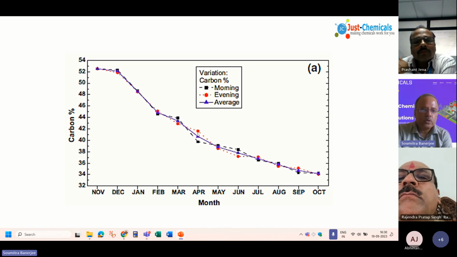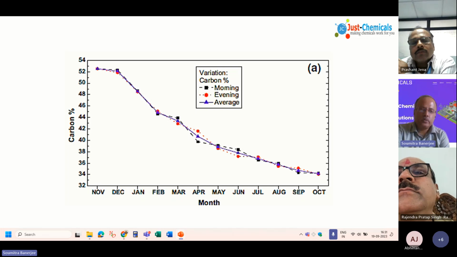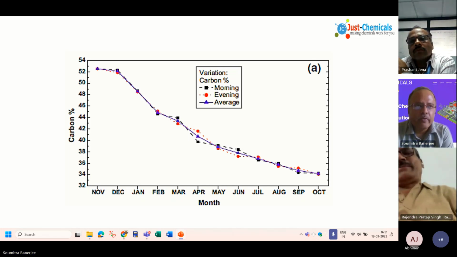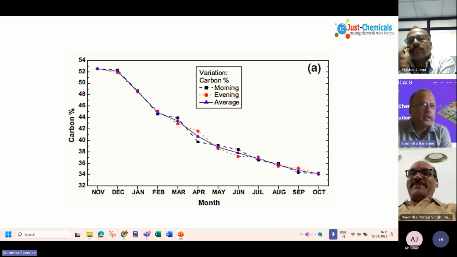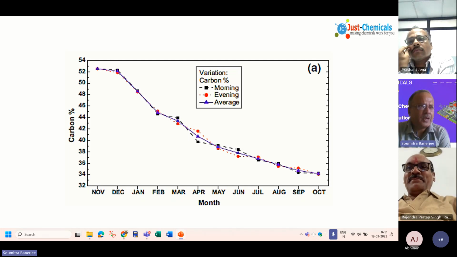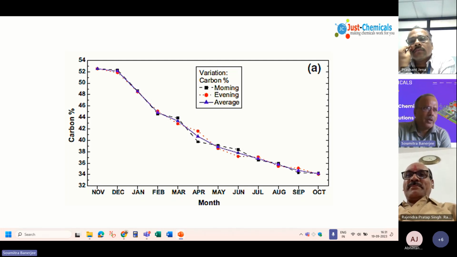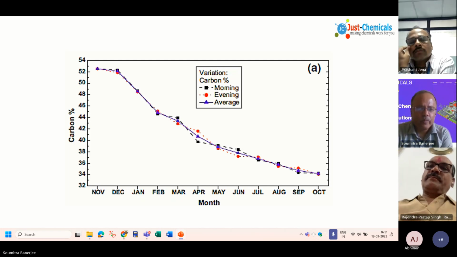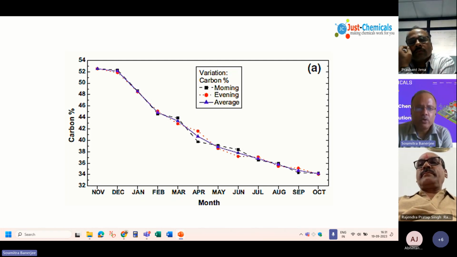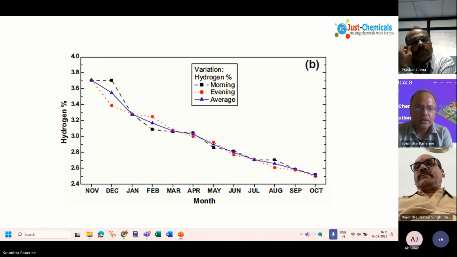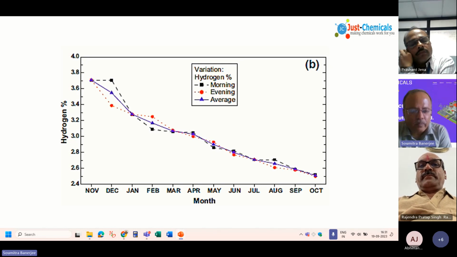So you have lost, say, carbon percentage from 54 to 40. So 14% carbon already you've lost, right? So if you calculate in GCV, I think that will come around 1200 kilocalories or lesser, maybe. But you have lost a significant amount of carbon. Second is hydrogen. You lost hydrogen as well.